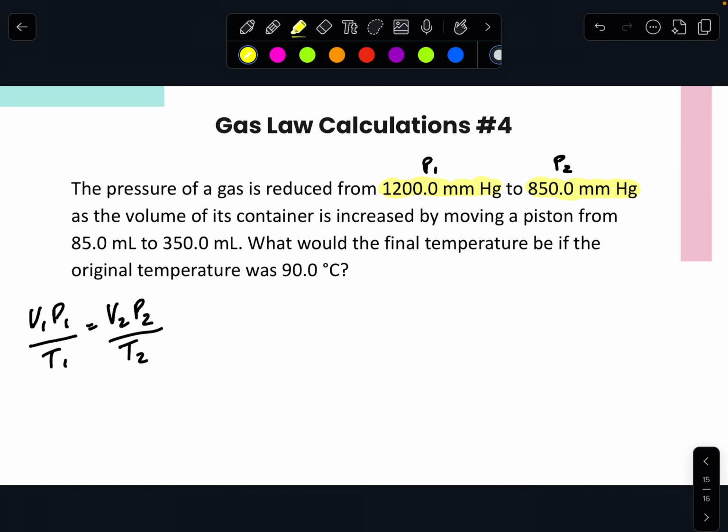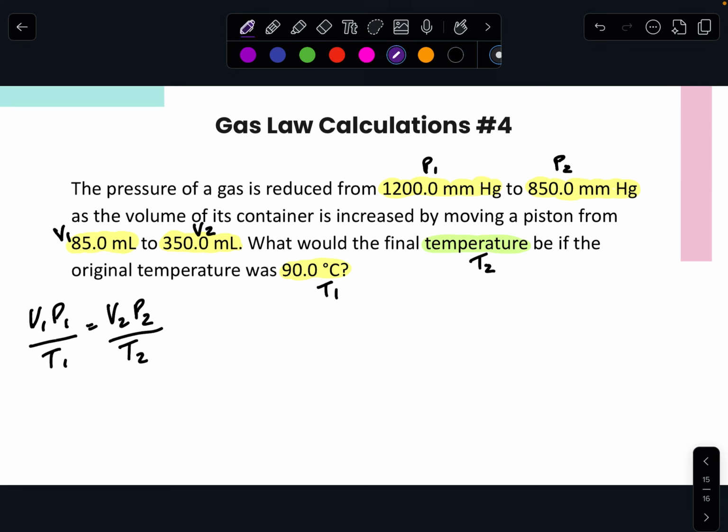Then it tells me the volume went from 85 to 350. So again, right away, I have the V1 and the V2. It says, what would the final temperature be if the original temperature was 90? So that means I'm looking for the final temperature. So this is my T1. I'm looking for the final temperature, the T2.